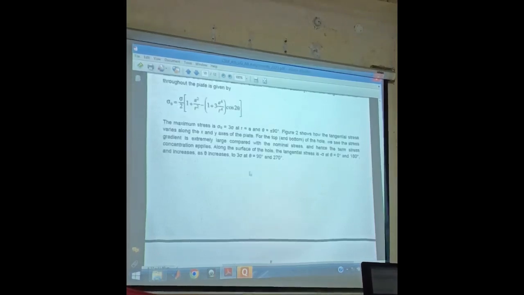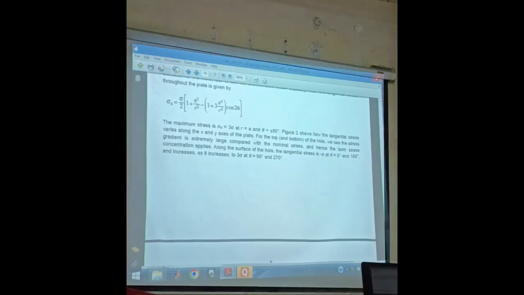Now this expression says when r equal to a, then this is 1, this is 1. So 1 plus 1 is 2, multiplied by 1 plus 3 is 4. Here it is minus 2 cos theta, and 1 minus cos 2 theta will be cancelled out. Sigma theta, the tangential stress, equals sigma times 1 minus 2 cosine 2 theta.